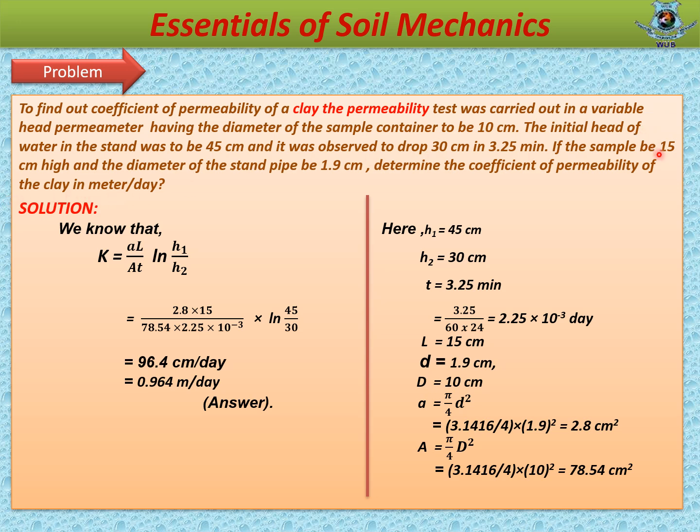So L equal to 15 cm and small d equal to 1.9 cm. We have to find the coefficient of permeability K in meter per day.